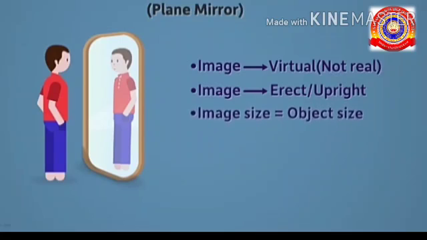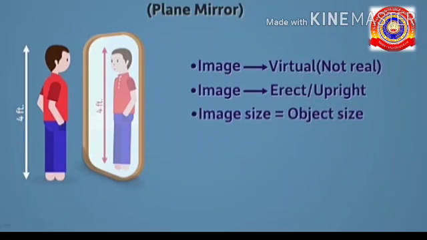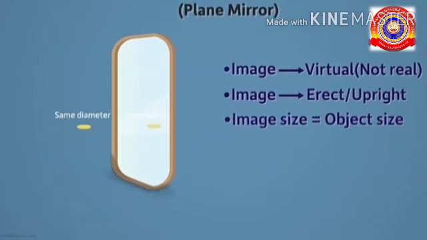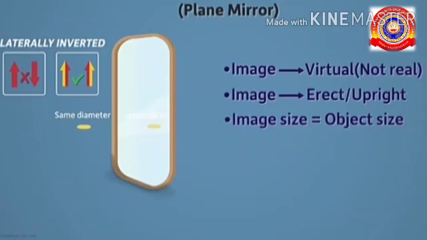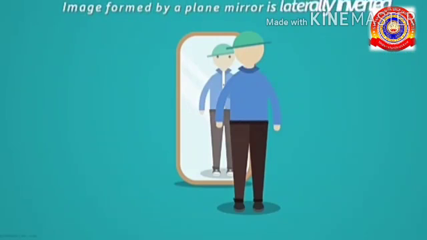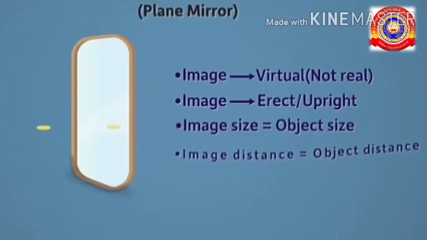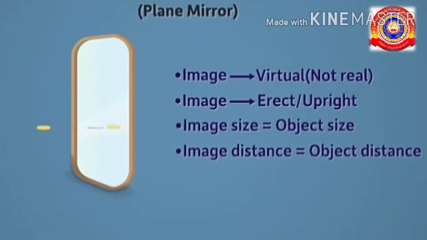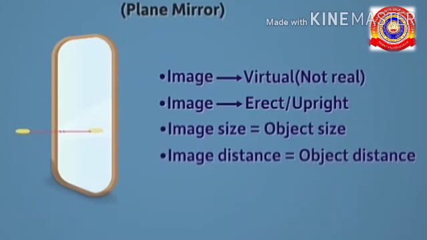The next property is that the size of the image is the same as the size of the object. That is, if the height of this person is 4 feet, then the height of the image will always be 4 feet. The image formed by the plane mirror is not upside down, but it is laterally inverted. That is, when you raise your left hand, the image in the mirror raises its right hand. Now we come to our last point. The distance from the image to the mirror is equal to the distance from the object to the mirror.